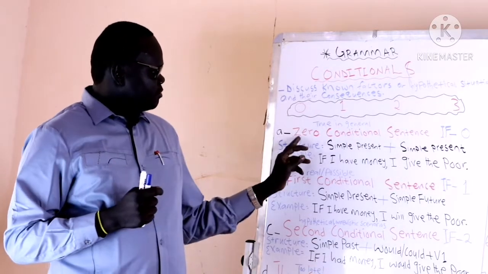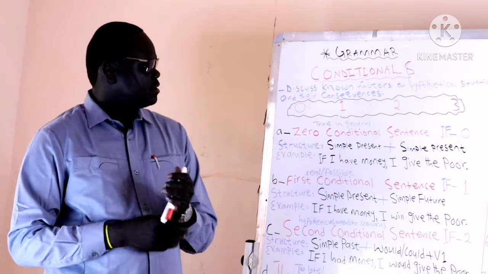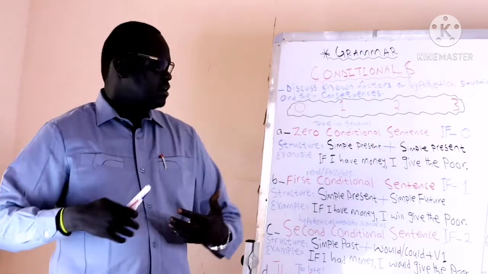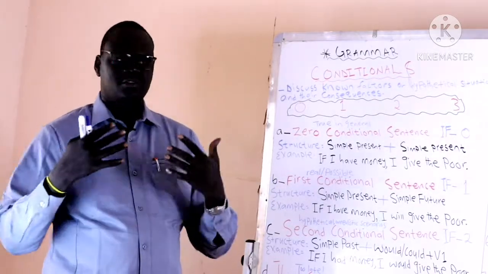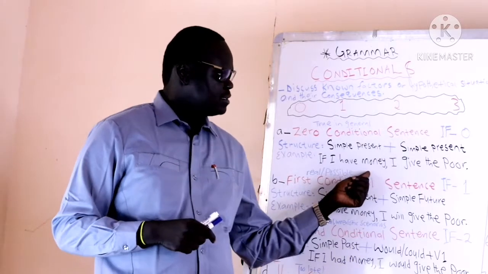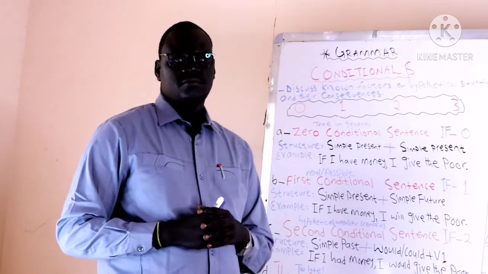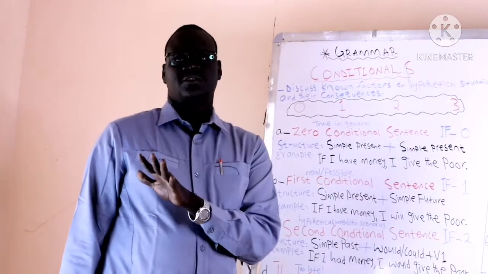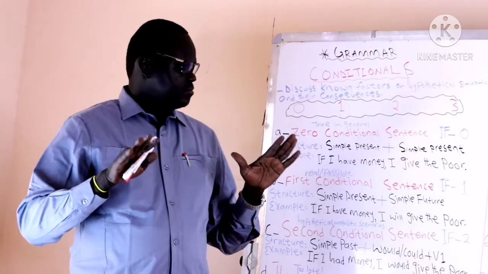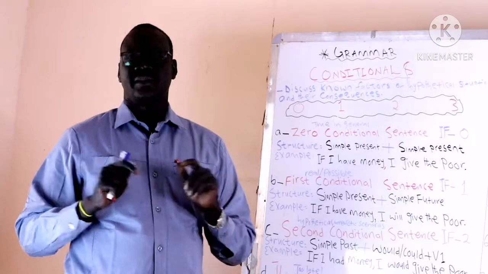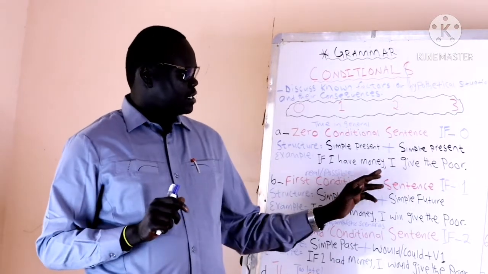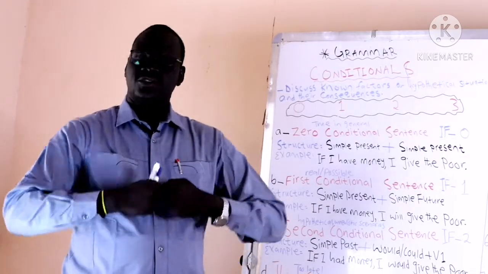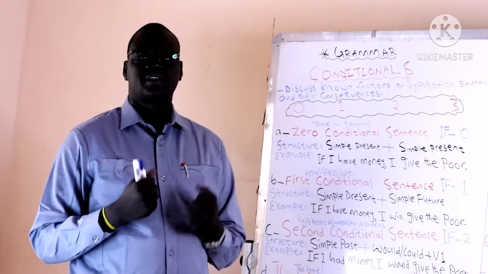So the example for the zero conditional sentence, let's take this simple example of charity, of helping the poor. It is good always for people to help the poor. For example, if I have money, I give the poor. It means we have started with the if clause and ended with the main clause. But when you reverse them, the meaning remains the same. It doesn't change. For example, you can say, I give the poor if I have money. It means that anytime you have money, you always give the poor. So this is something true in general.